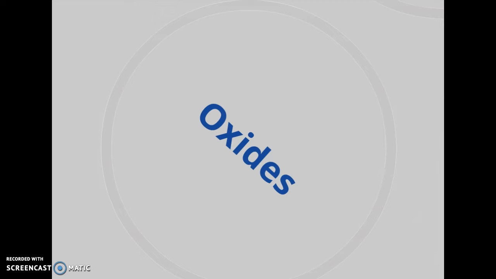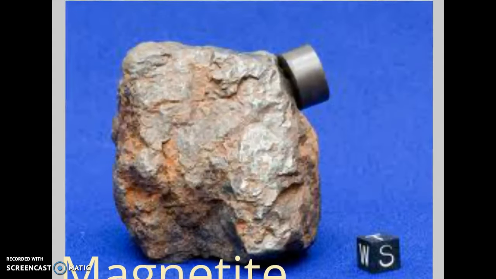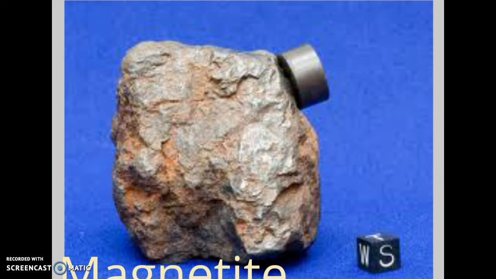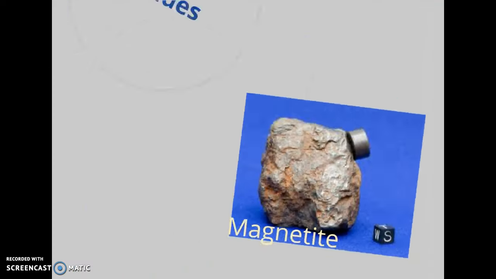Okay, the next group is the oxide group. Oxides, of course, contain oxygen plus 1 or 2 metals, like iron, for example. Okay, so the oxides are going to form things like magnetite, which you can see the little magnet attached to the mineral there of magnetite. There's also another one called hematite, and both of these types of minerals are very useful because they are iron ores, which we can then turn into steel.